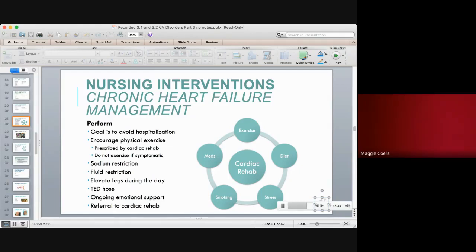It's also important when we talk about management of heart failure to limit sodium, have fluid restrictions of less than 2,000 cc's a day, elevate their legs during the day, apply TED hose, and have emotional support as well as a referral for cardiac rehab, as I said. So the same things with the fluid restriction, the elevating the legs, the TED hose, same things we've talked about already.